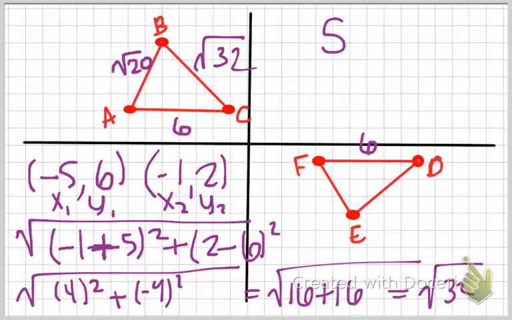So right off, we know that the square root of 32 is not the same thing as the square root of 13, so is this congruent by side-side-side? No. In fact, they're not congruent.